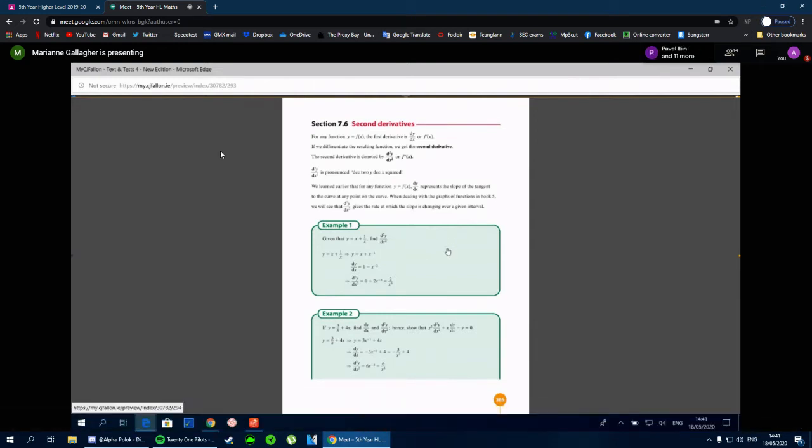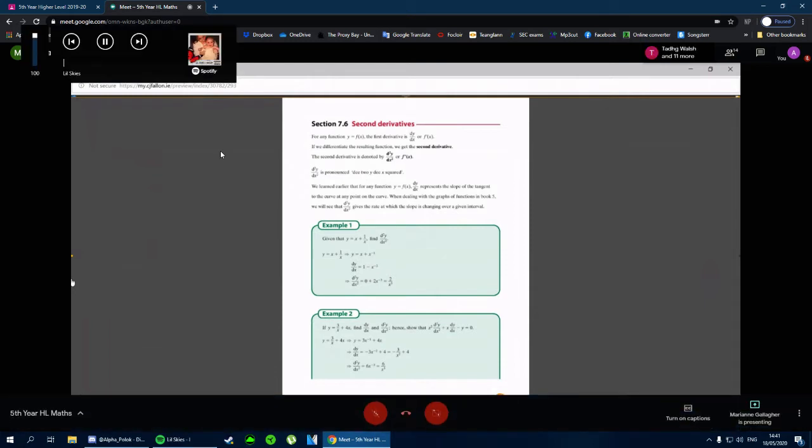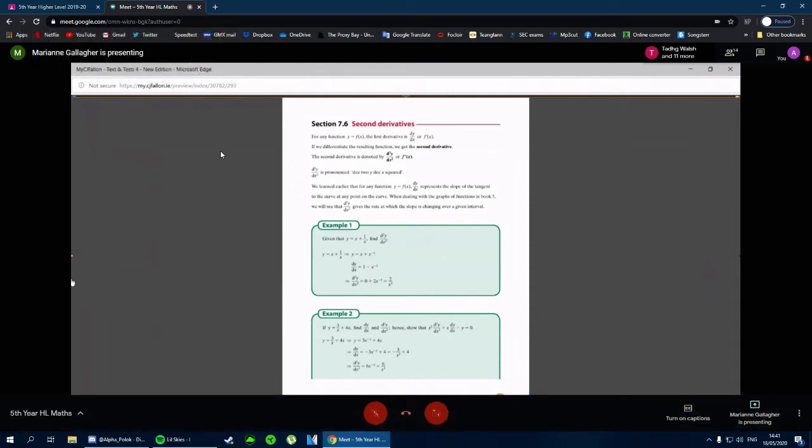Okay, so example 1 there, x plus 1 over x. I'm just going to write them down and then flip back to my pages. So y is x plus 1 over x.